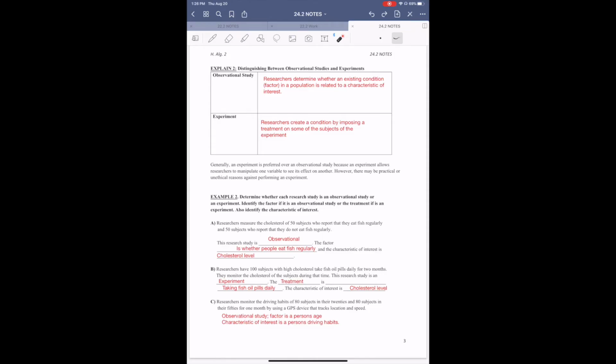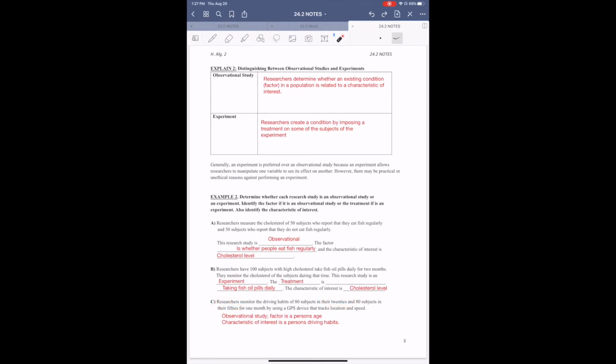All right, so for C, you should have that this is an observational study. We're just seeing the driving habits of 80 subjects in their 20s and 80 subjects in their 50s. We can't control them, we can simply observe them. The factor in this case would be a person's age, and our characteristic of interest would be the person's driving habits. This is not something we can control. We want to determine if there's a relationship between their age and their driving habits. Would people be better drivers in their 20s or in their 50s?